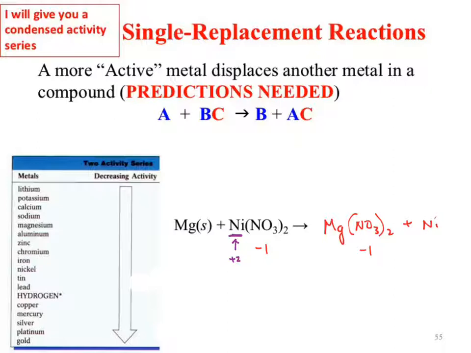Okay, there's two nitrates, and I was told to memorize that nitrate is a minus one, so nickel has to be a plus two. How else do you know that nickel is a... Sorry, never mind. I lied. Ignore that statement.